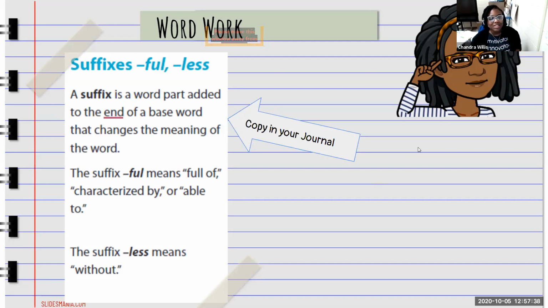So full means to be full of something. Beautiful means that you're full of beauty. Thankful, full of thanks. Grateful, full of gratefulness. So you're full of something. Less is the opposite. That means that it is without. Can anybody think of a word that has less at the end?